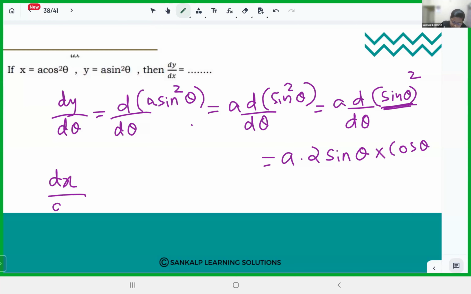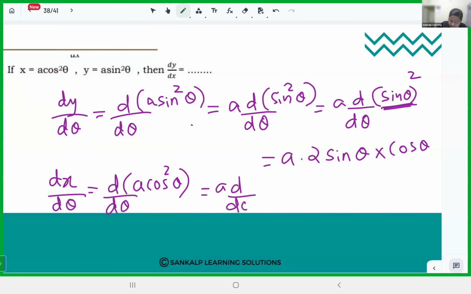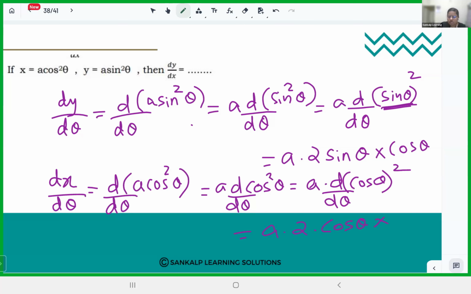And what is dx by d theta? Again, this is equal to d by d theta of a cos square theta. Since a is a constant, you take it outside. So this will become d by d theta of cos square theta. We can write it as d by d theta of cos theta the whole square, right? So that is equal to a into 2 cos theta, into the derivative of cos theta, which is minus sine theta, right? So this is equal to minus 2a cos theta sine theta.